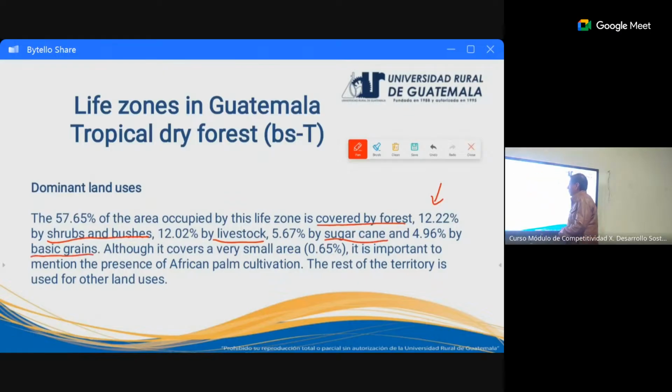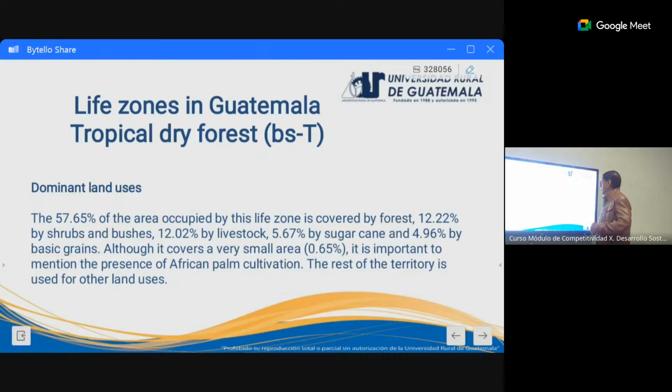grains. Basic grains, when we speak about basic grains, we're talking about maize, beans also, or we're talking about maybe wheat also. They are the basic grains that we have here in our country. Let's continue.